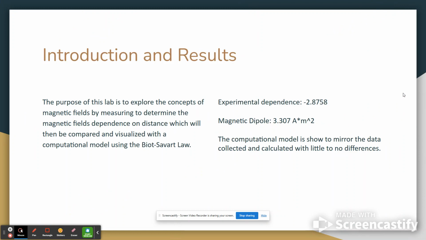For the introduction and results, the purpose of this lab is to explore the concepts of magnetic fields by measuring to determine the magnetic field's dependence on distance, which will then be compared and visualized with a computational model using the Biot-Savart law. Some results are here on the right side. For the experimental dependence, it was found to be negative 2.8758. The magnetic dipole was found to be 3.307 A·m². The computational model is shown to mirror the data collected and calculated with little to no differences. We'll get to that in a minute.